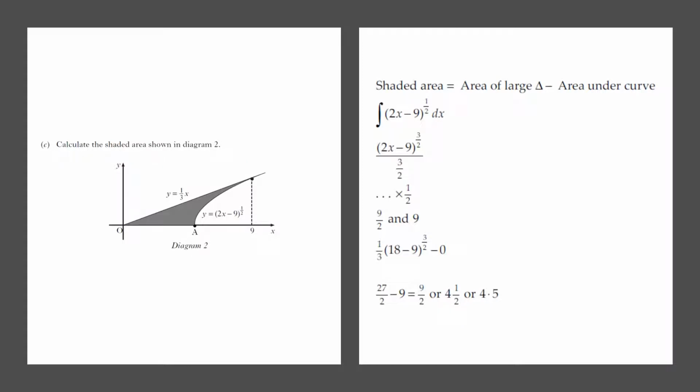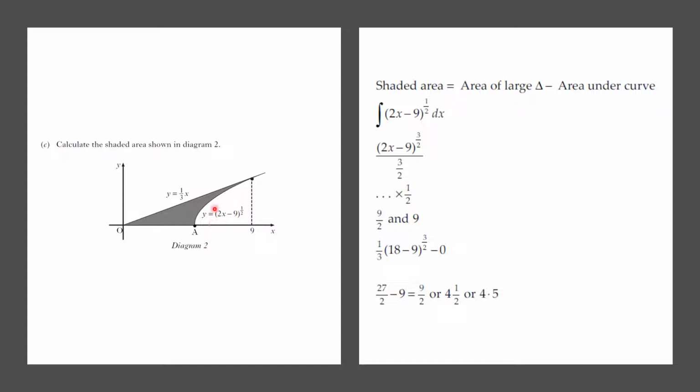For part C, it requires you to find the shaded area as shown in diagram 2. So the easiest way to solve this question is to find the area of this large triangle, which is half times 9 times the height, which is 3. The height is obtained by substituting x as 9 into here and you'll get 3. So half times 9 times 3 is 27/2.